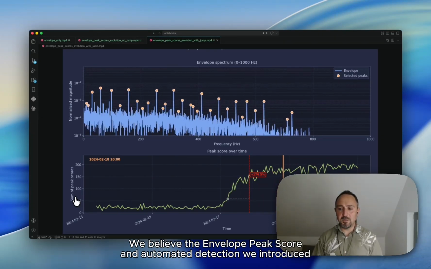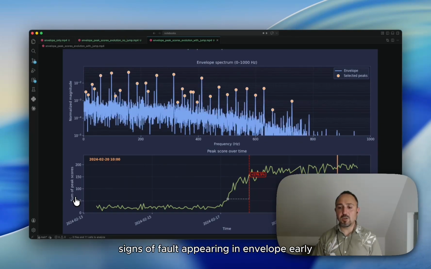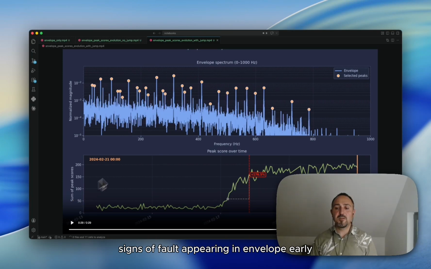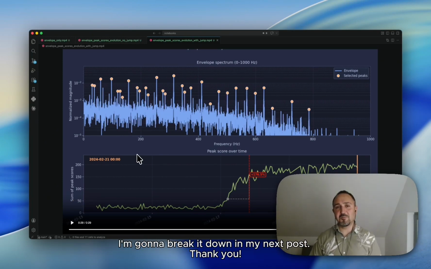We believe the envelope peak score and automated detection we have introduced is a meaningful step toward catching signs of faults appearing in the envelope early. If you're curious to learn more detail about our envelope peak score, stay tuned. I'm going to break it down in my next post.